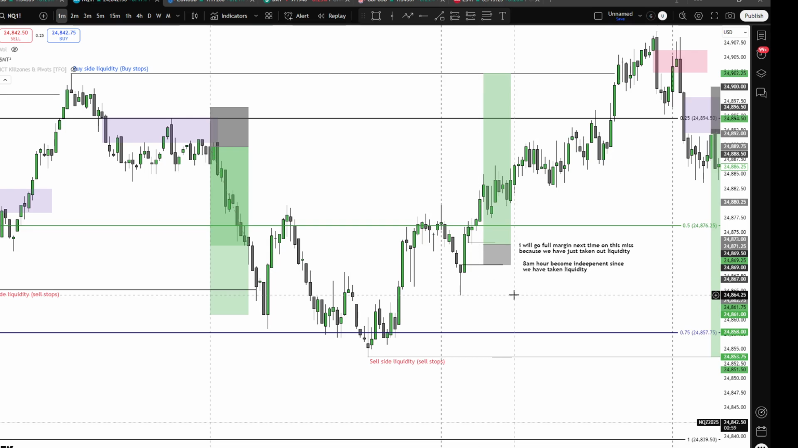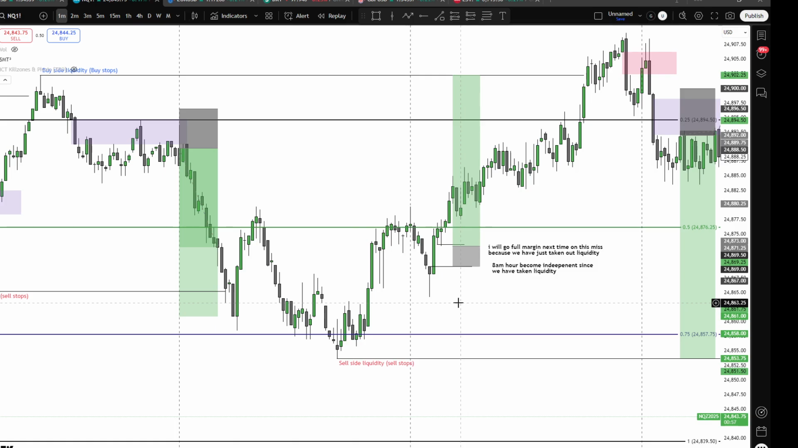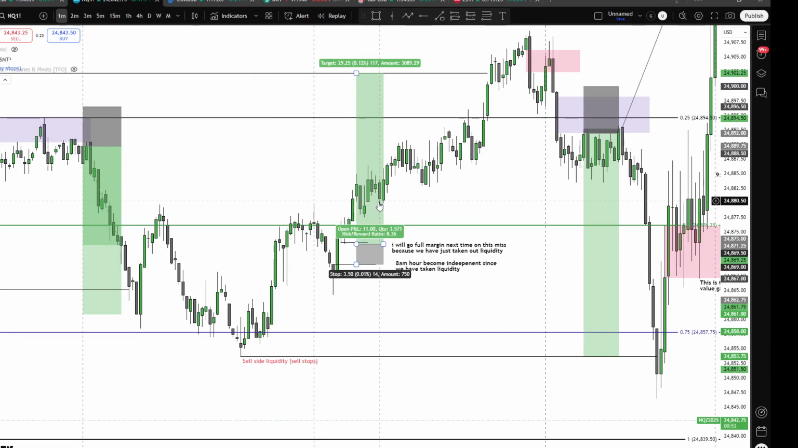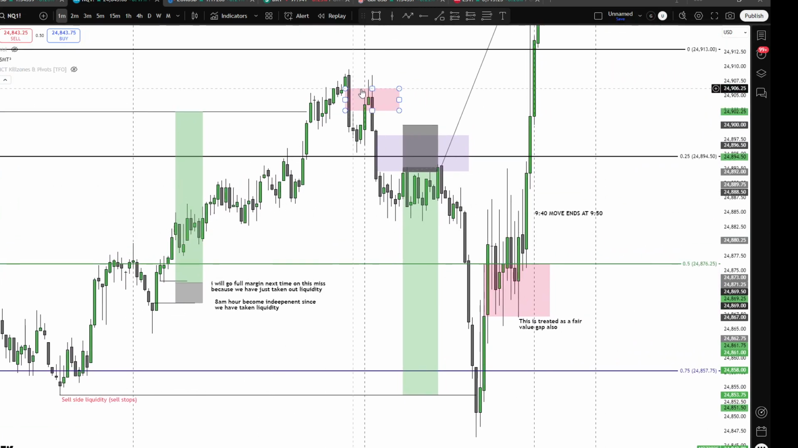But do not trade during this 8 a.m. I'm just showing you how I approach and look for the setups. This is a setup I took today. This one I did not take. This is a setup I sold today for MNQ.